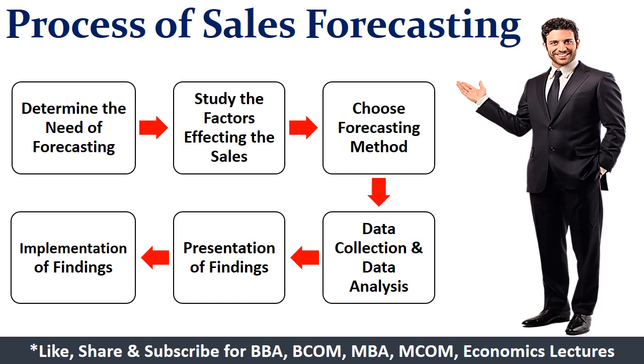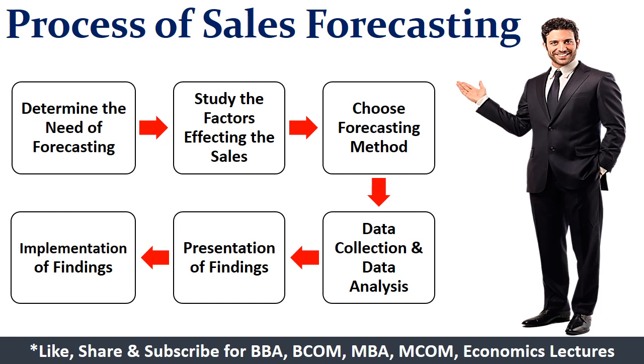Then an appropriate method of forecasting is chosen. The method can be qualitative or quantitative in nature depending upon the need of forecasting. Then comes the fifth step. Here data is collected from various sources and is analyzed to predict the future sales. The past sales data is also considered during data collection and analysis. The findings after this analysis are interpreted and presented to the concerned authority of a business organization.